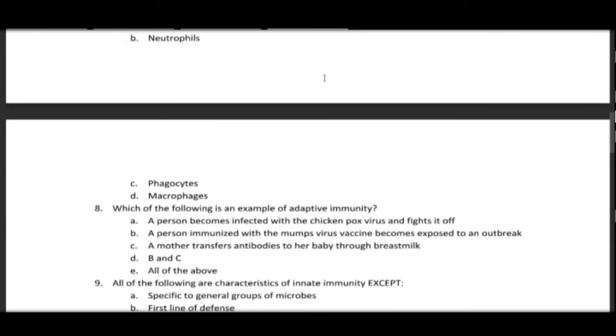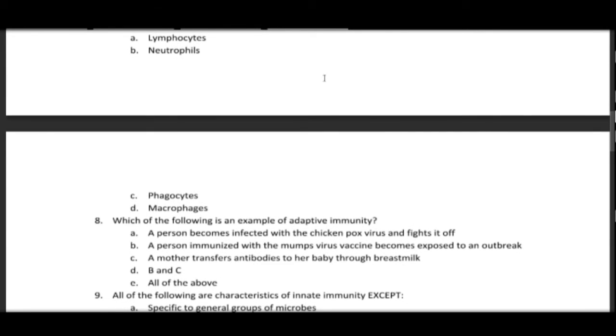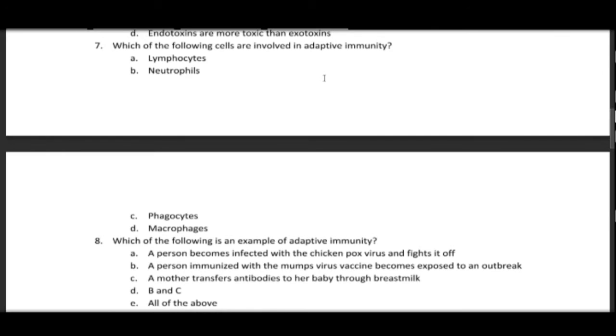Other questions for 7, or adaptive versus innate immunity? We okay?